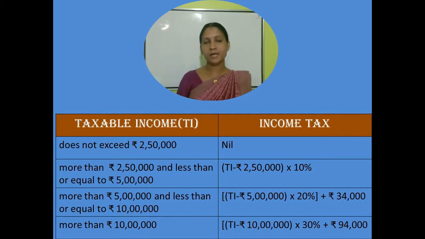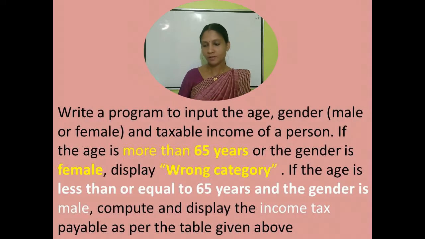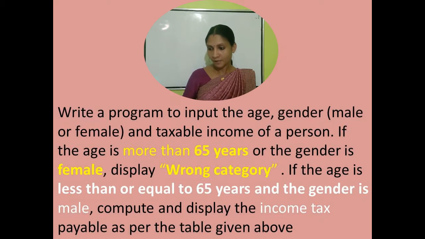All the calculations are available in the question. We just have to read that question, take the condition and apply the condition to the program. Then the question is like this. Write a program to input the age and gender, male or female, and taxable income of a person. If the age is more than 65 years or the gender is female, display the wrong category. If the age is less than or equal to 65 years and the gender is male, compute and display the income tax payable as per the table given below.